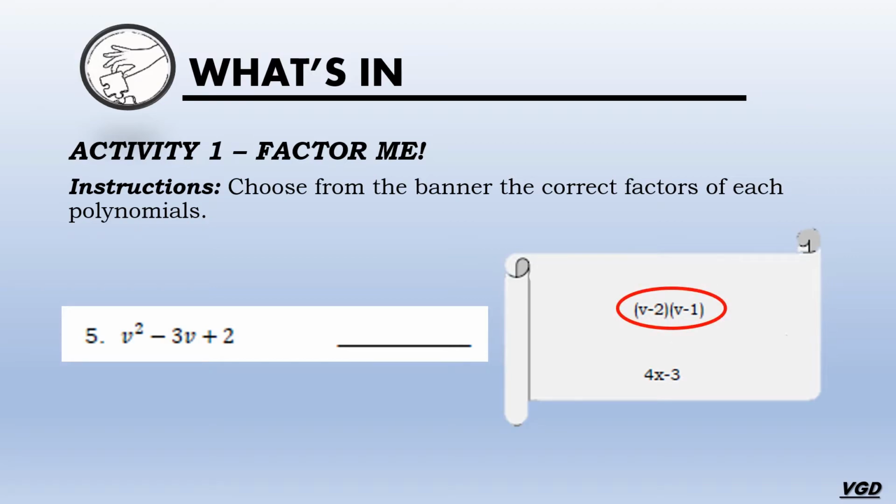So using the FOIL method, we can evaluate the factors, the quantity of v minus 2 times the quantity of v minus 1. Therefore, v squared minus 3v plus 2 is equal to the quantity of v minus 2 times the quantity of v minus 1.